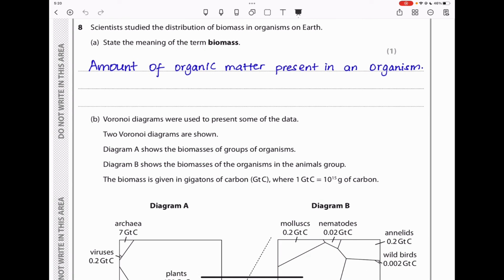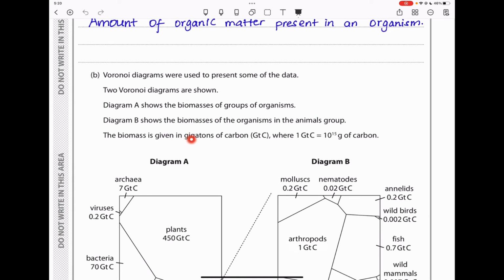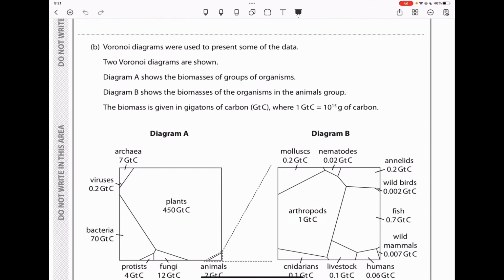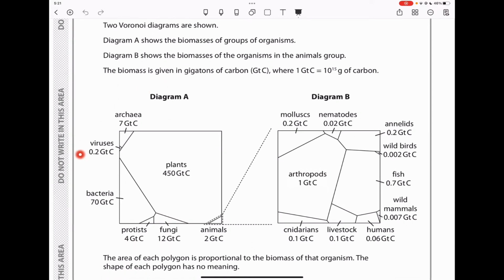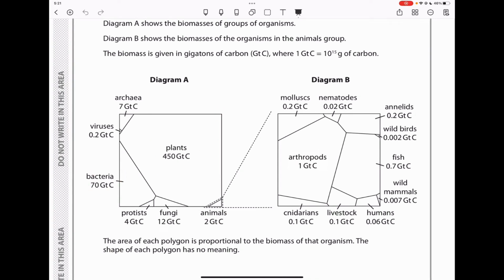Part B says Voronoi diagrams were used to represent some of the data. 2 Voronoi diagrams are shown. There is diagram A, which shows the biomasses of groups of organisms, and diagram B, which shows the biomasses of organisms in the animal group. The biomass is given in gigaton of carbon, GTC, where 1 GTC is equal to 10 power 15 grams of carbon. So when we look here, we can see there is diagram A, whereby the plants have the highest biomass, and then we go to the bacteria, and then the others follow. Then we have diagram B, where we have the arthropods having the greatest biomass, and the rest follow.